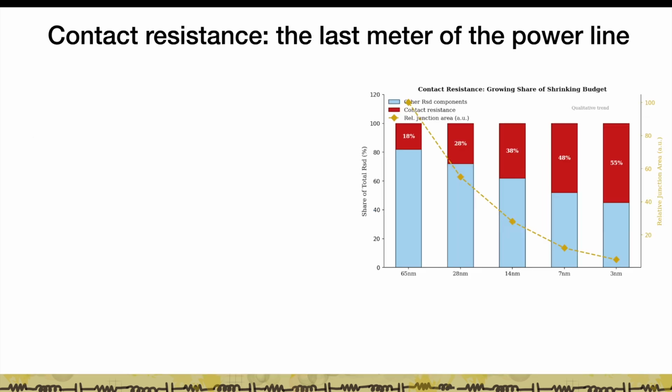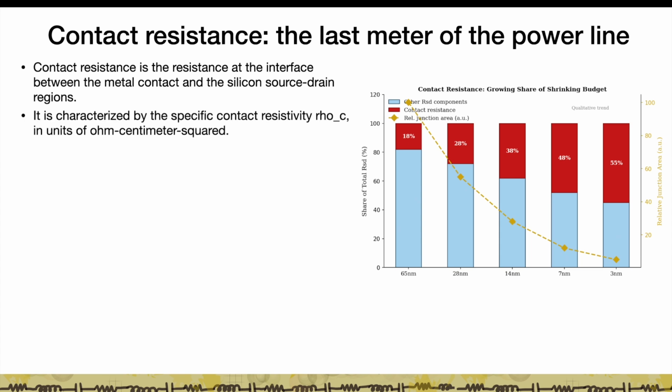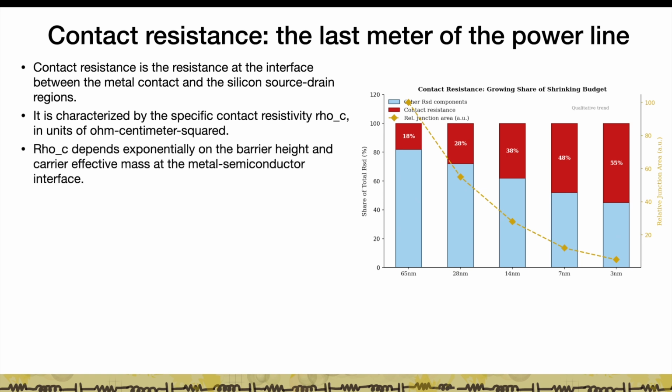Contact resistance is its own subproblem inside the series resistance budget. It is the resistance at the specific interface where the metal contact lands on the semiconductor, the transition from metal to silicide and highly doped silicon. The resistance is characterized by the specific contact resistivity, or ρC, in units of ohm centimeters squared. It represents how much resistance you can get per unit contact area. The lower ρC, the lower the contact resistance for a given footprint.